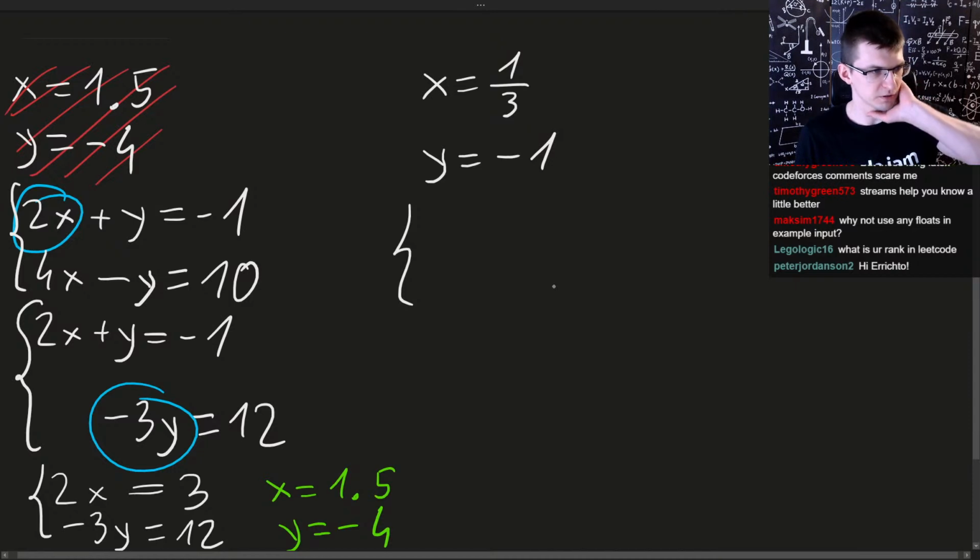My rank in LeetCode? I don't know, but you can check. My nickname is the same everywhere.